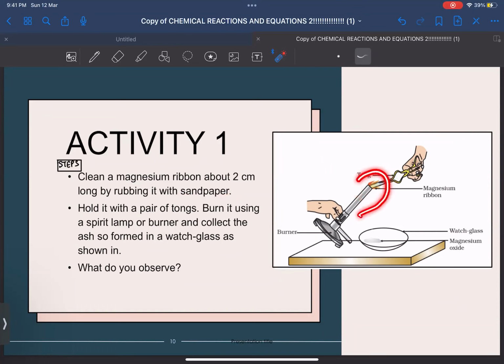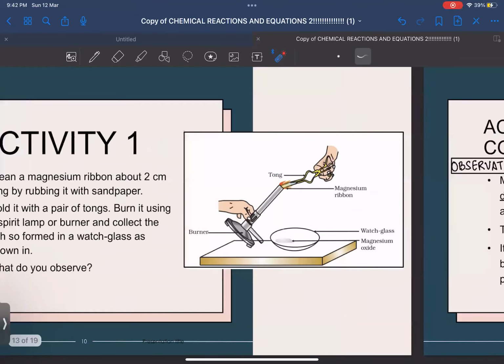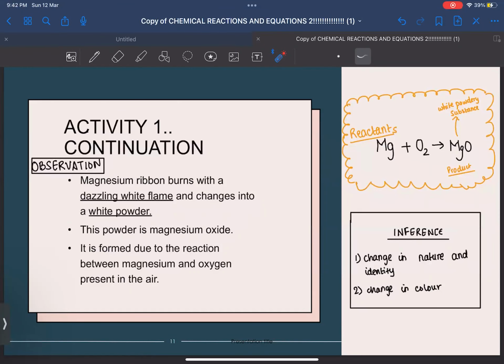Then using a burner, burn it, and ash will form. Collect this ash on the watch glass. Now, what do we observe? The observation is that the magnesium ribbon is burning with a dazzling white flame and it turns into a white powder. This powder is magnesium oxide, and it is formed due to the reaction between magnesium and oxygen present in the air. So over here is the formula: Mg plus O2 is equal to MgO. On the left hand side we have the reactants, on the right hand side we have the product, and this product is the white powdery substance. What do we infer from this whole activity?